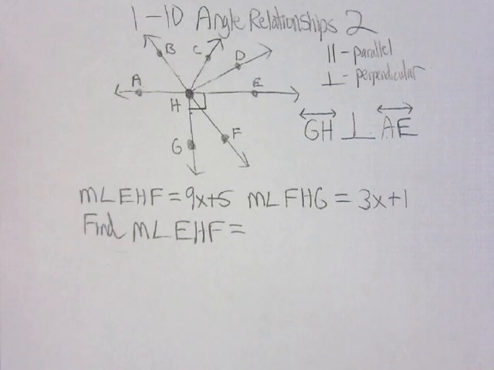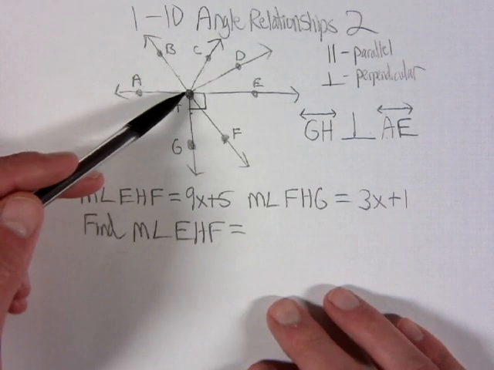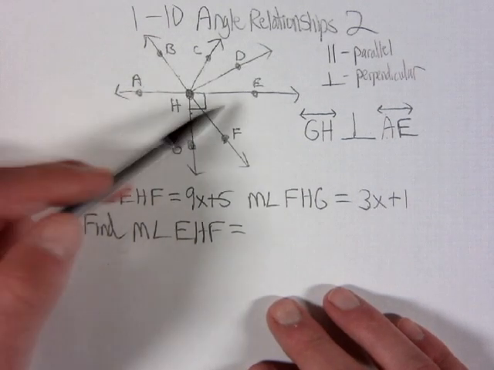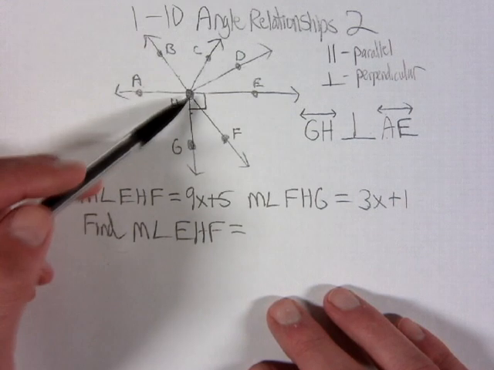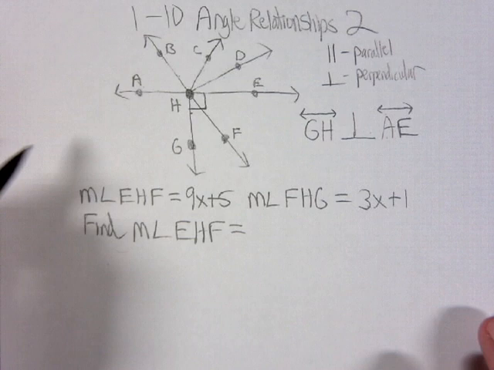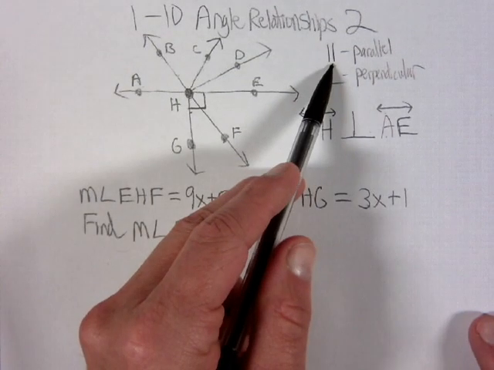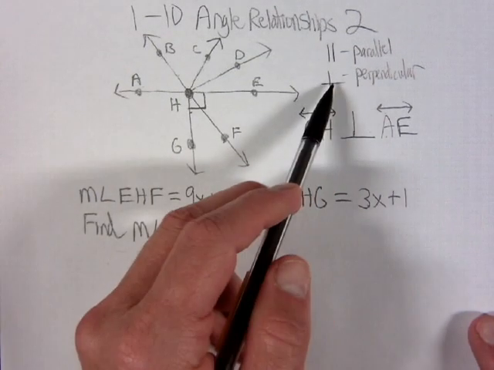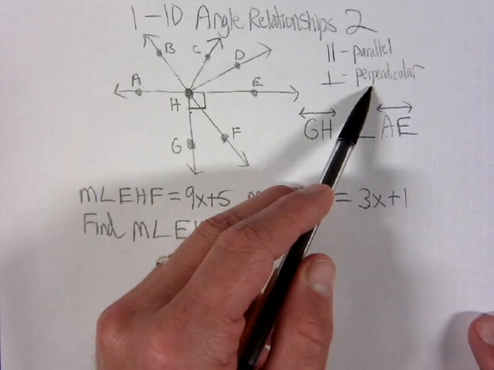Okay, in this section, 1-10, we are looking at more angle relationships. So we've got a diagram that we're looking at here with several lines intersecting together, rays coming out of this center point. And the first thing I want to point out to you is some notation. This symbol represents parallel, and this symbol represents perpendicular.